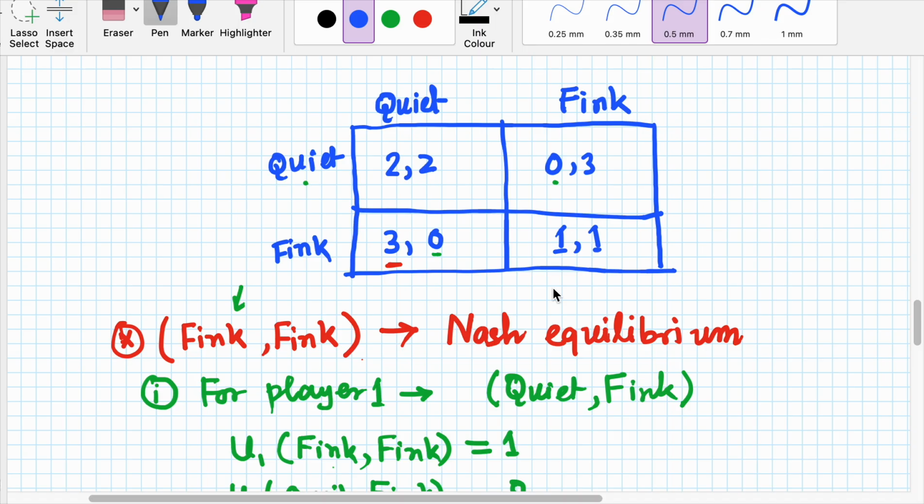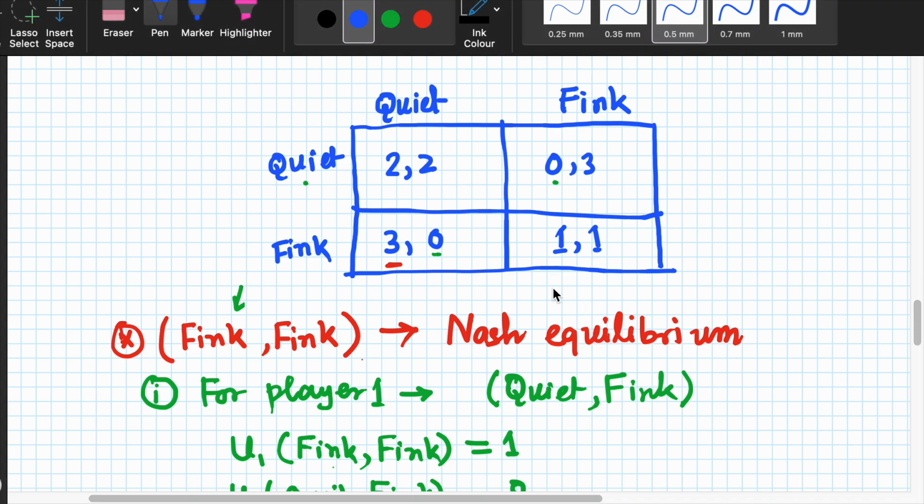So that's why, although there exists an outcome, that is both of them remaining quiet, that gives them a better outcome, that is both of them will get 2, which is obviously better than both of them finking, because of the fear of free riding they always choose fink. So this is the dilemma that they face: although a better payoff exists, they will choose the outcome corresponding to fink out of the fear of free riding.